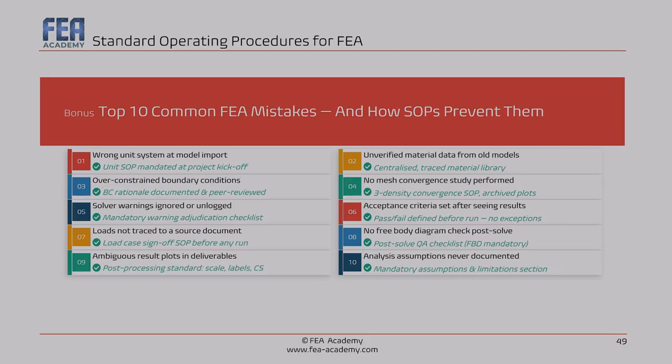The last common error is the analysis assumptions never documented. Every FEA contains assumptions. Some are significant, some are less significant, okay? None are dangerous as long as they are documented. The deliverable SOP requires an explicit assumption section in every report. And this section is usually big because we make a lot of assumptions when we build a model, okay? So these sections need to be very detailed.